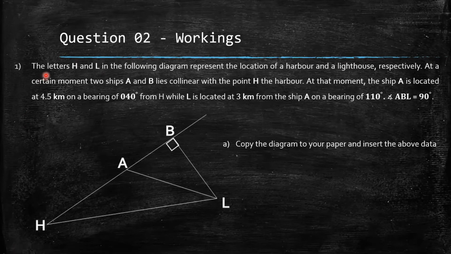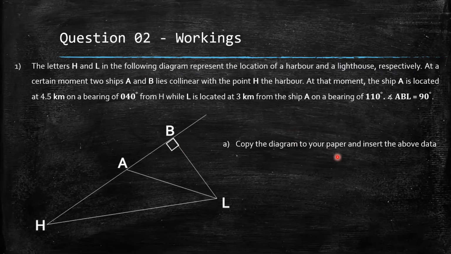So the question says the letters H and L in the following diagram represent the location of a harbor and a lighthouse respectively. At a certain moment, two ships A and B lie collinear with the point H, the harbor. At the moment, the ship A is located at 4.5 kilometers on a bearing of 40 degrees from H, while L is located at 3 kilometers from ship A on a bearing of 110 degrees. So angle ABL is equal to 90 degrees, which is this. So our first question is to copy the diagram to your paper and insert the above data.